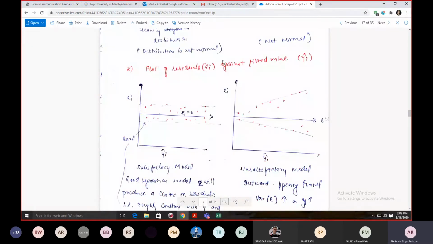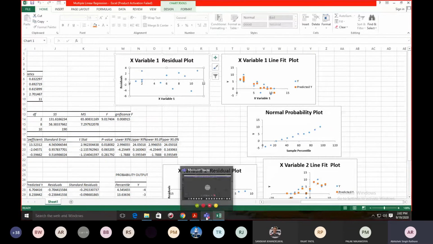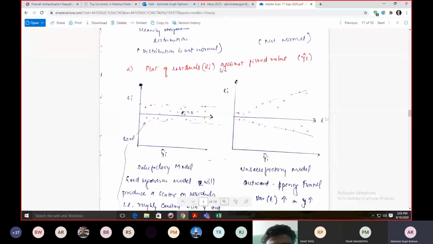So usually when we are looking at this residual plot, these are residuals versus your estimated variables. Again, we are plotting the residual values against our fitted values. So this is my fitted value.